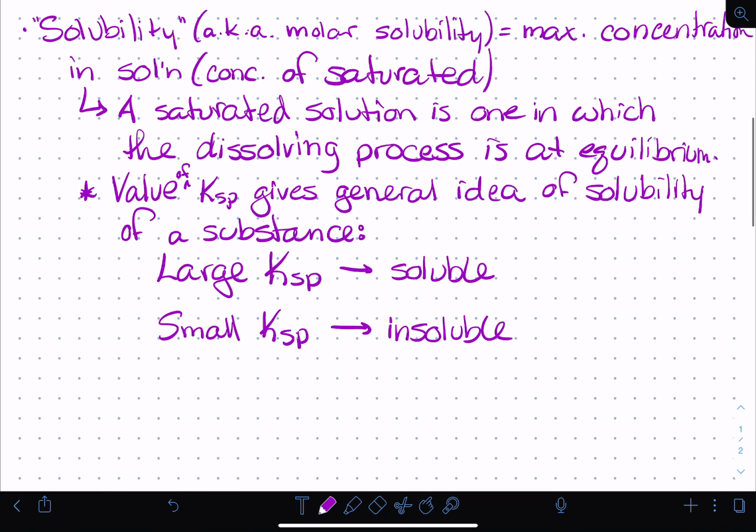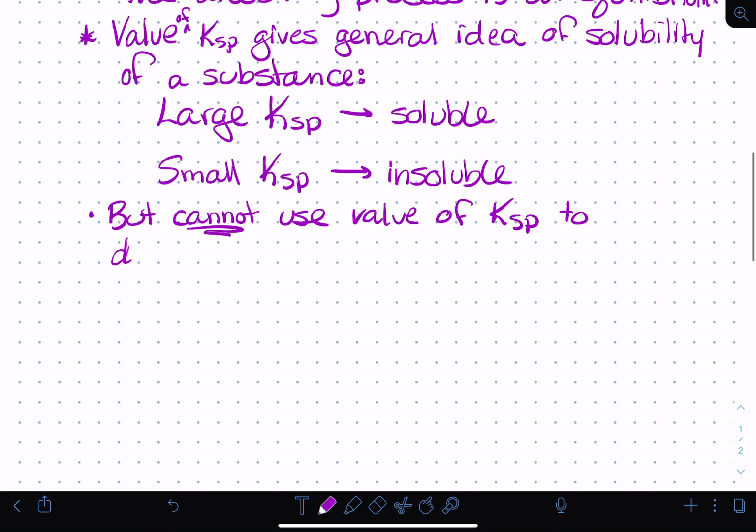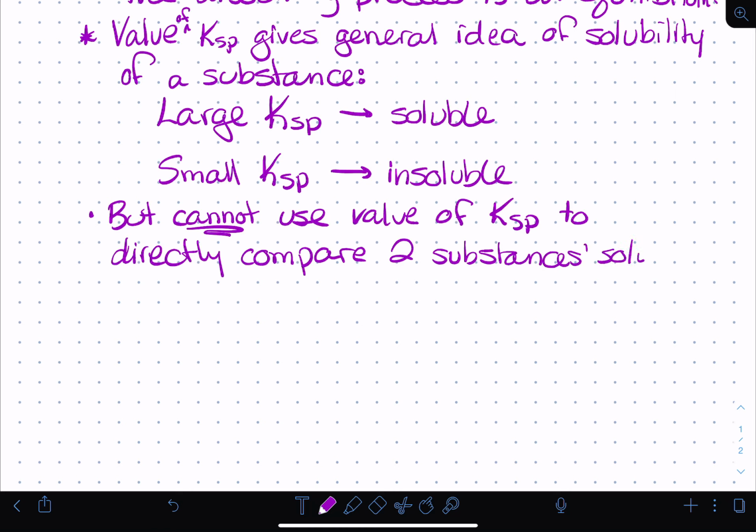But one thing we can't do is use the value of KSP to directly compare two substances. KSP is nice as a quick assessment of is it soluble or is it not? But if we're looking to compare substance A to substance B, we can't just look at the KSP values most of the time. So we cannot use the value of KSP to directly compare two substances' solubility.